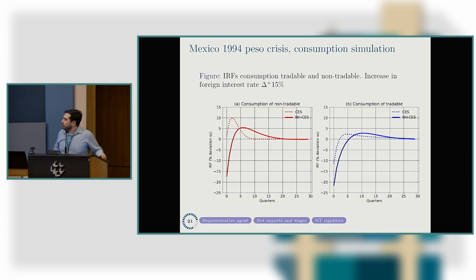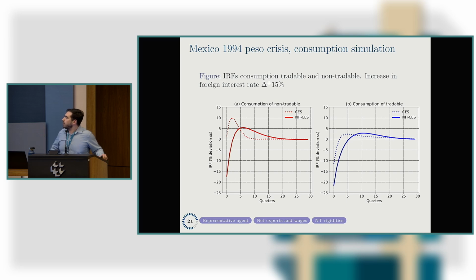Those are the simulations for the model. In red, we have non-tradable, in blue, tradable. Segmented lines are for homothetic CES preference. So basically, we have the counterfactual result that I just told you we have observed in the data, but it's not reconciled by the model.